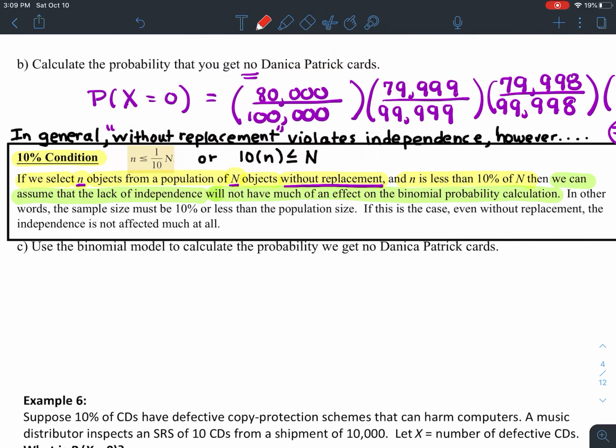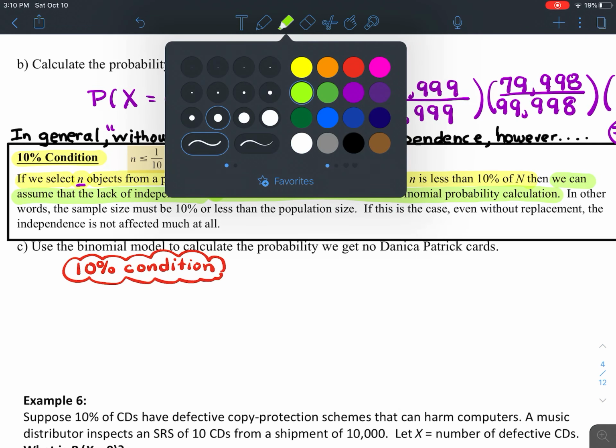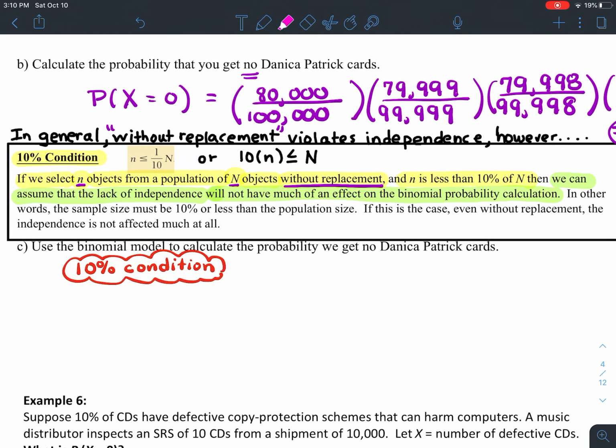Now, what has to be shown first, and you have to do this on your homework, if it is a problem where you are not replacing in between your selection, you have to show that this 10% condition is met before you can jump over and use a binomial calculation to calculate the probability. My preference is to use, these two things up here are actually just two different ways of saying the same thing, but I like this feature a little better here.